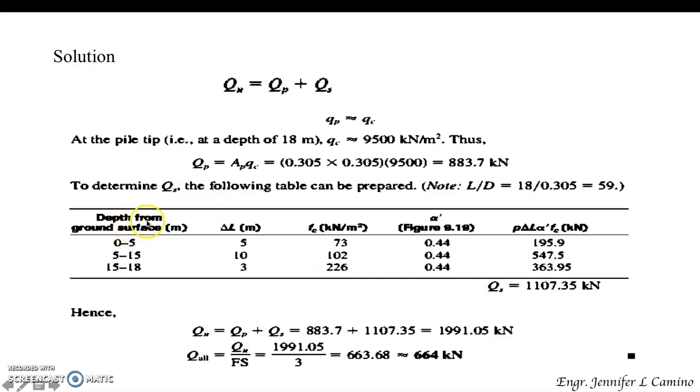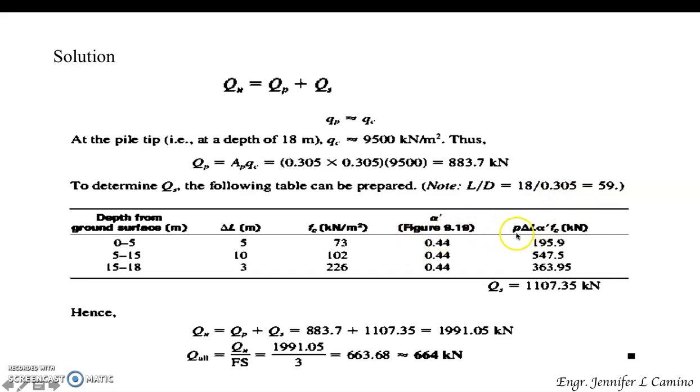So we are given the depth from 0 to 5, 5 to 15, 15 to 18. So we can tabulate this one. You have to take note that the embedment ratio is 59. So this is delta L, change in depth: 5, 10, and 3. F sub C is given, alpha prime from figure 9.19, so that is 0.44. We're given our embedment ratio, which is 59.